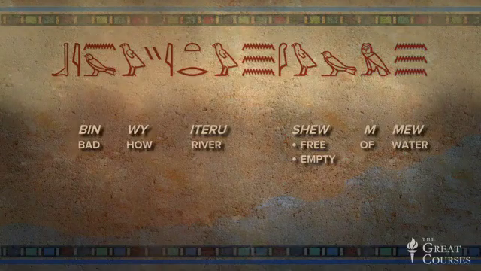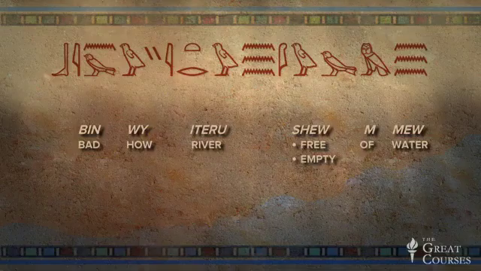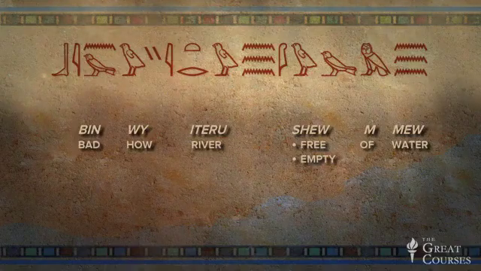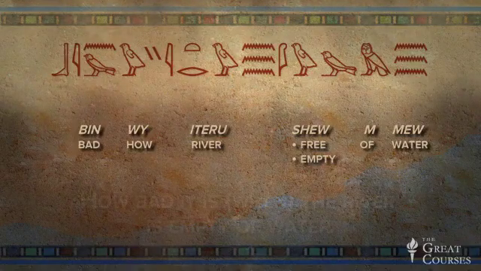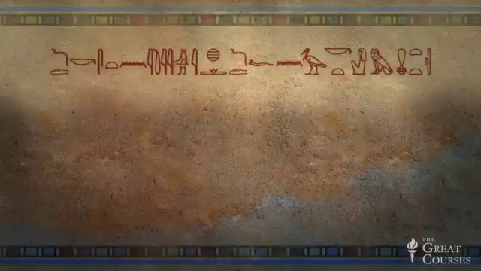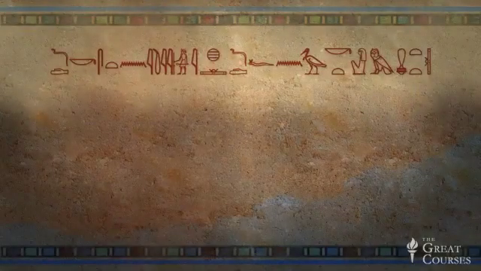So we have the words. We just need the sense of the sentence. Well, we start with our how bad. And if we supply the word when, then it all falls into place. How bad it is when the river is empty of water. Good. Okay, it's on to the second sentence.